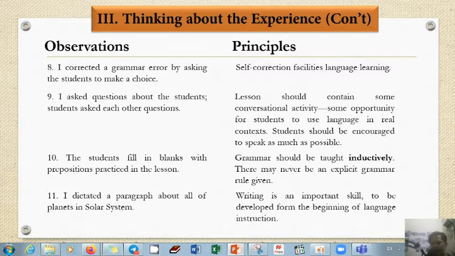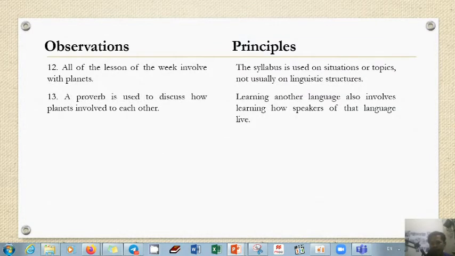In the lesson as well, just only one paragraph, not really a long text. Writing is an important skill to be developed from the beginning of language instruction. Here it means that we use a paragraph to let students write a little bit related to the lesson as well. So writing we use, but not really much involved in the direct method.